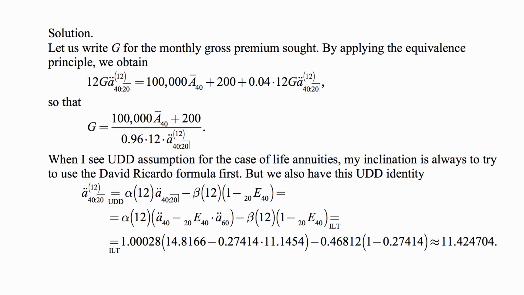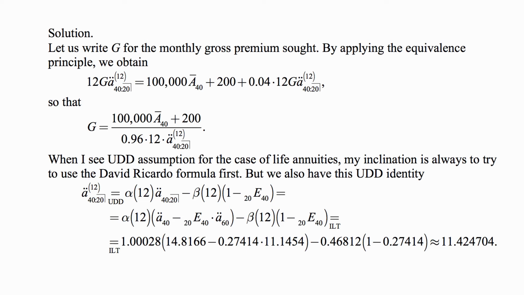Now, G is the only unknown in this. The other ones we can figure out. So we solve it for G, and we get G to be equal to 100,000 times the unit death benefit value plus 200, divided by 0.96 times 12 times ä upper 12 of 40 colon angle 20.